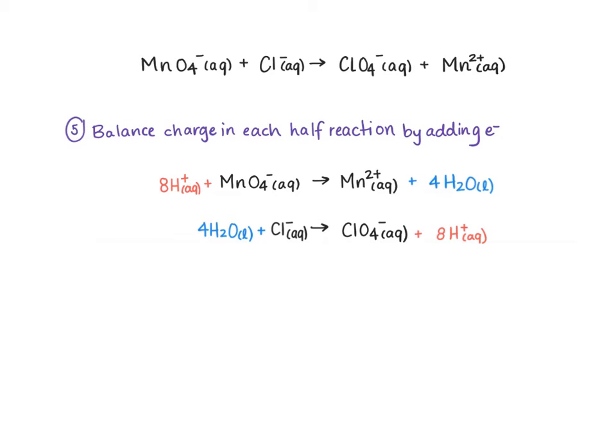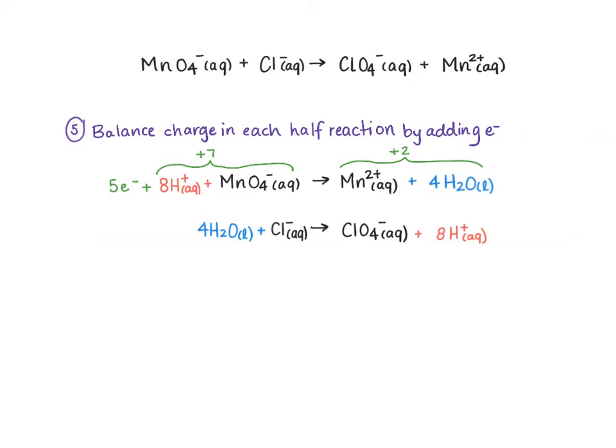Our final step in balancing our half reactions is going to be to add electrons to balance the charge. So in our first half reaction, we have a charge on our reactant side of +7, so 8 positive minus 1, and on our product side, +2. So that means that we need to add 5 electrons to our reactant side to balance out that charge.